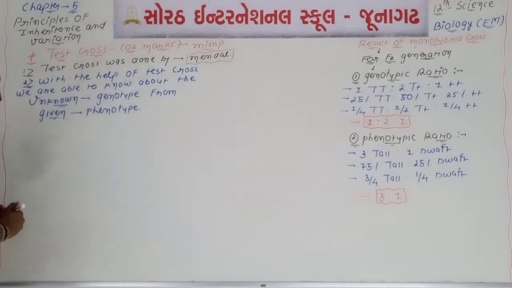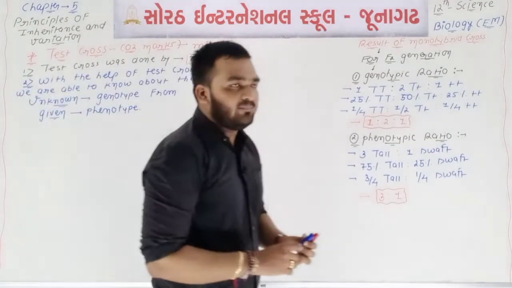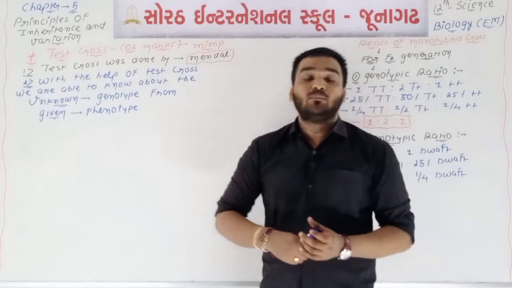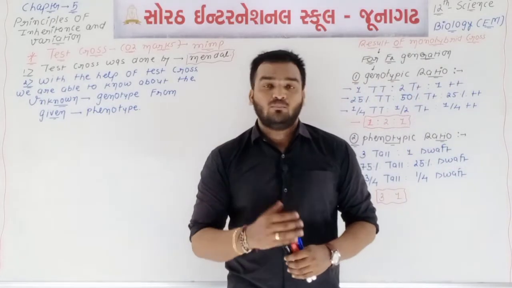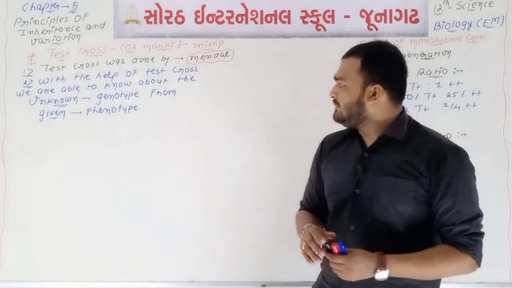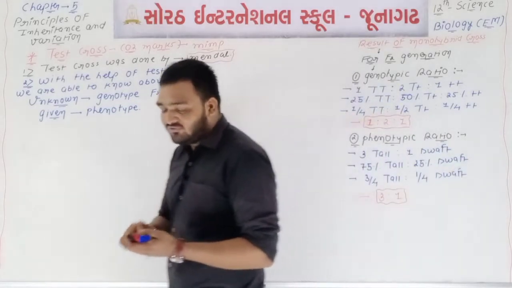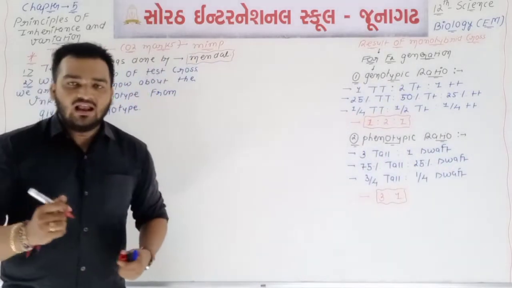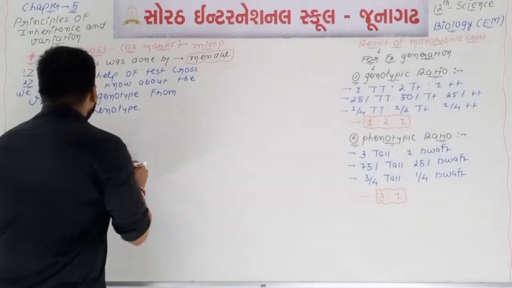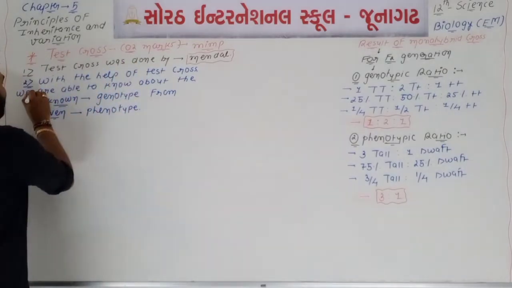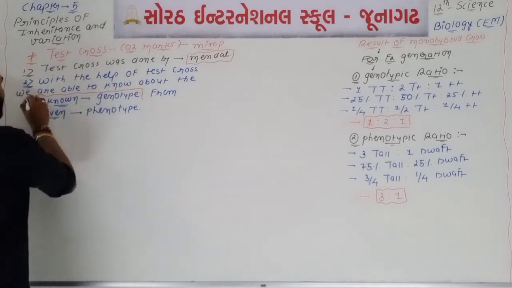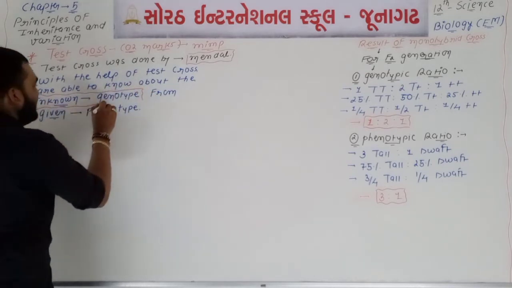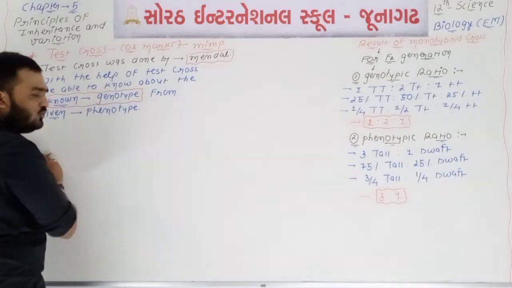Okay, so point number 2 is very much important. In point number 2 there is the importance of test cross. Why is test cross important? Because with the help of test cross we are able to get the unknown genotype. If the genotype is not known, means if genotype is unknown, then test cross is used.